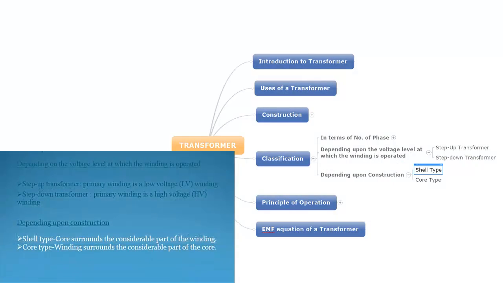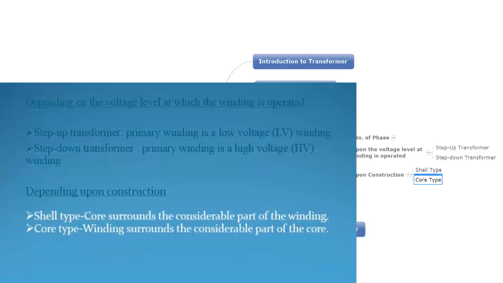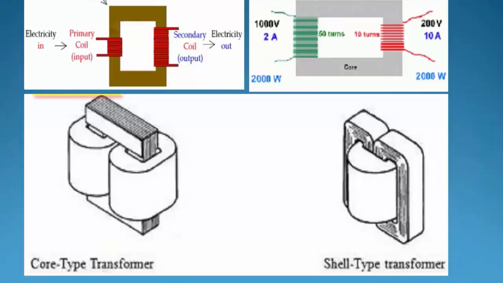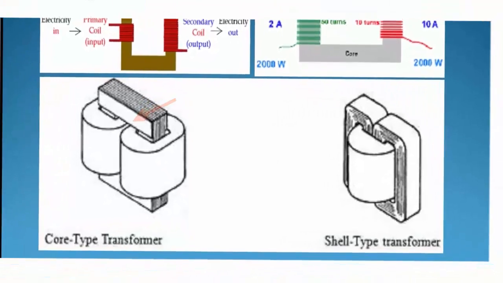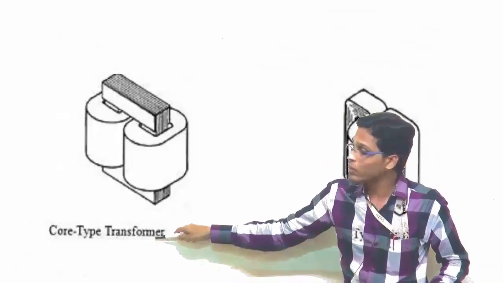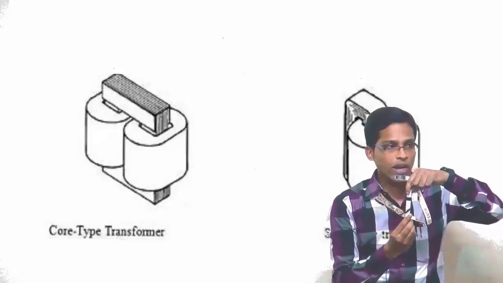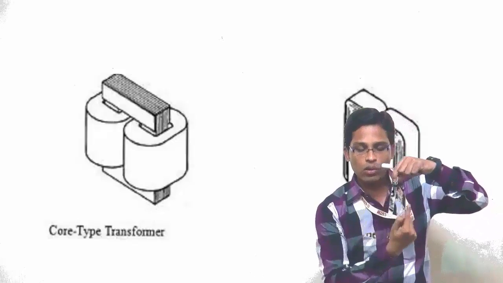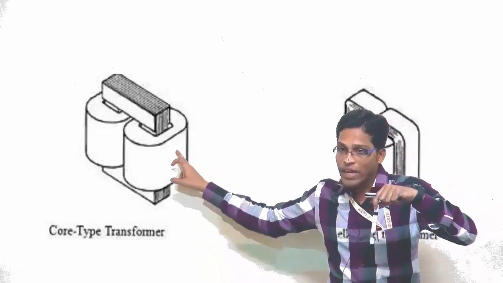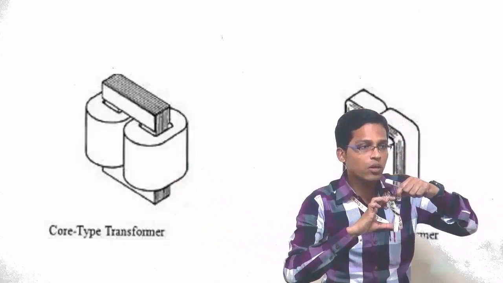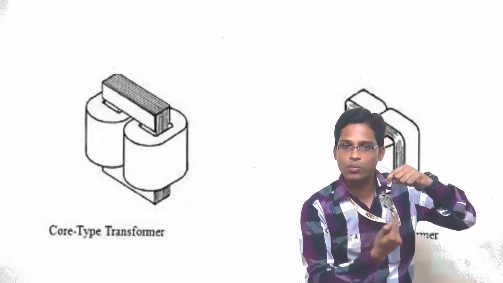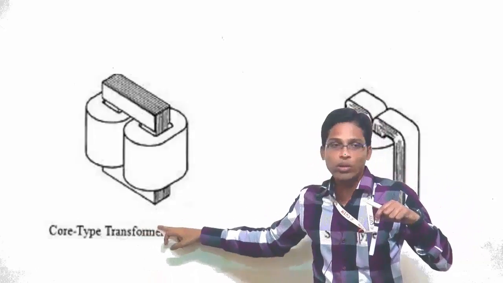One is called core type, one is called shell type. Just go through the diagram, you can easily identify. So this is called core type. Here, this one is called winding, this one is called core. In a core type transformer, the winding surrounds the core. That means if this is your core, on that core some windings will be present. So we can say in a core type transformer, the winding surrounds some part of the core. That means the winding covers some part of the core. That is called a core type transformer.